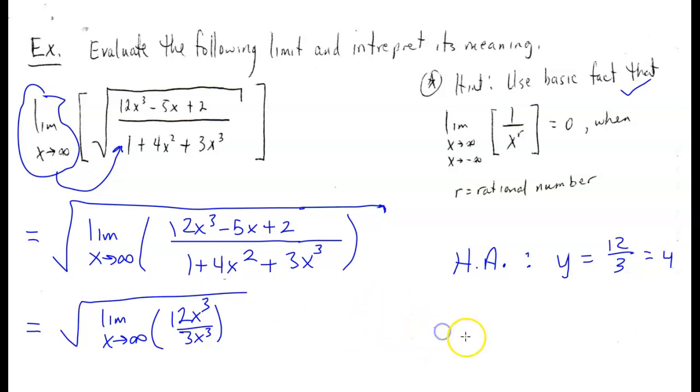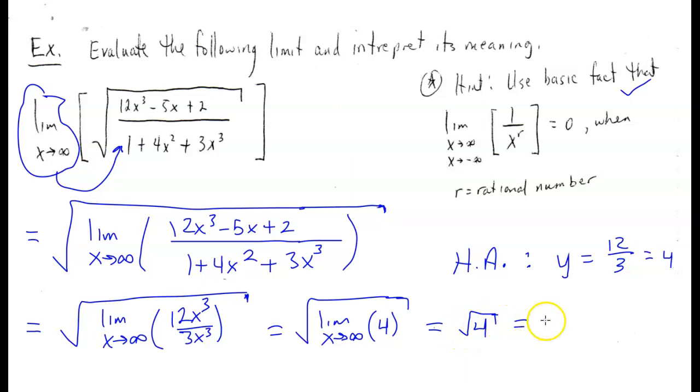And of course, the limit of any constant is just that constant. And of course, square root of 4 is just 2. And so this is the quick, fast, conceptual, and dirty way of evaluating this limit.